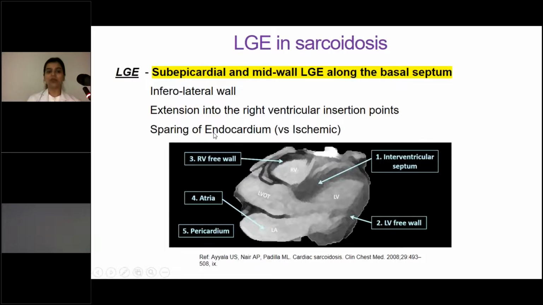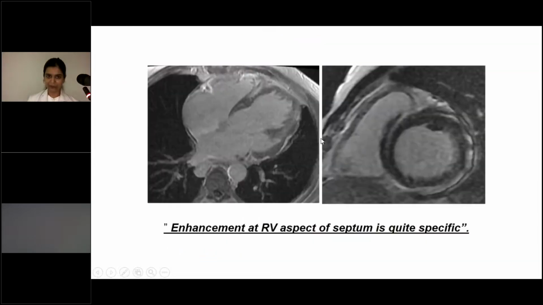Another important point to note is the sparing of the endocardium and involvement of the myocardium in a non-vascular distribution, which helps us differentiate it from ischemic cardiomyopathy. This is another case of extracardiac biopsy-proven sarcoidosis, and this is the cardiac MRI of the patient demonstrating late gadolinium enhancement.